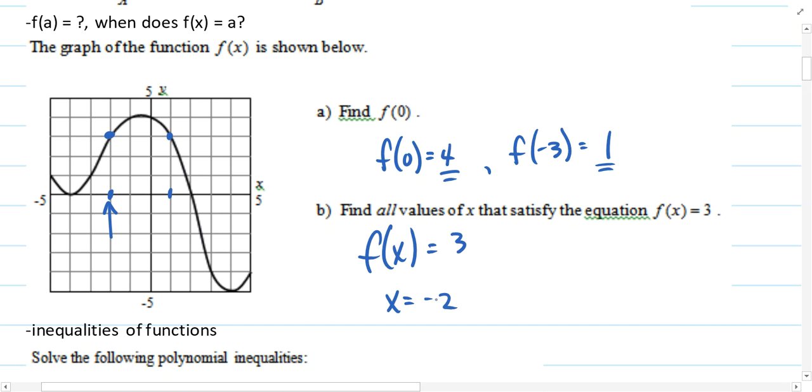This x value has a y coordinate of 3 as well. So a lot of times what we end up doing is we draw the equation y equals 3, because another way of writing f of x is y. And when we draw that equation, any points at which that equation and the original graph intersect represent x coordinates that are solutions to the original problem.